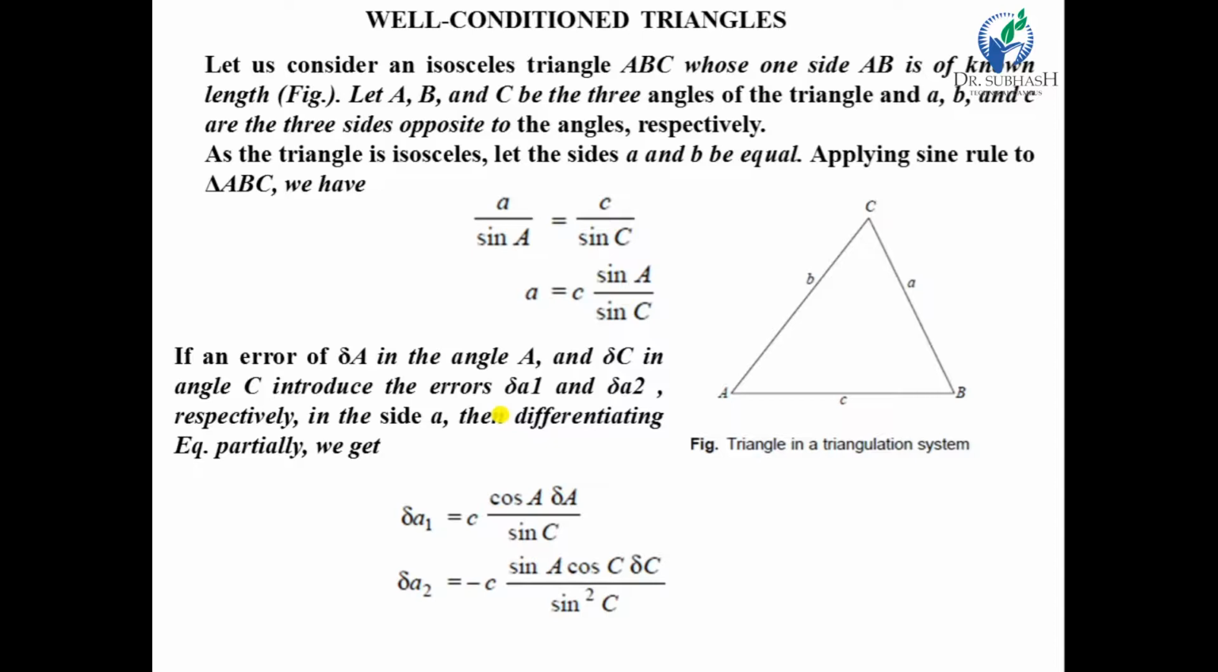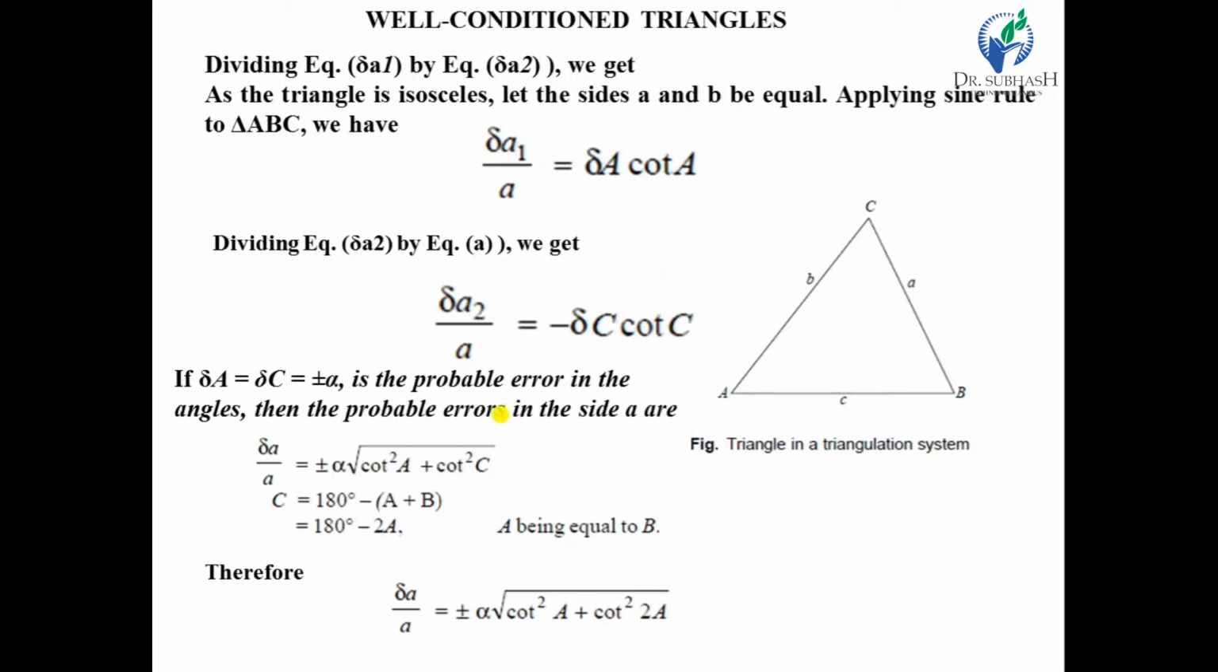If the error is delta A in the angle A and delta C in angle C, introducing the errors delta a1 and delta a2 respectively in side a, then differentiating the equation partially, we get delta a1 is equal to c cos A delta A upon sin C. So delta a2 is equal to minus c sin A cos C delta C upon sin square C.